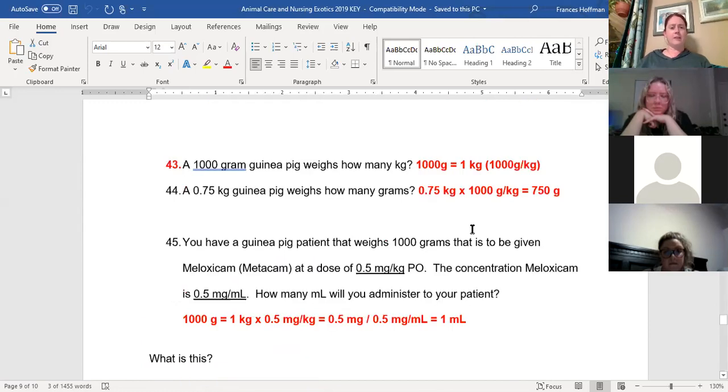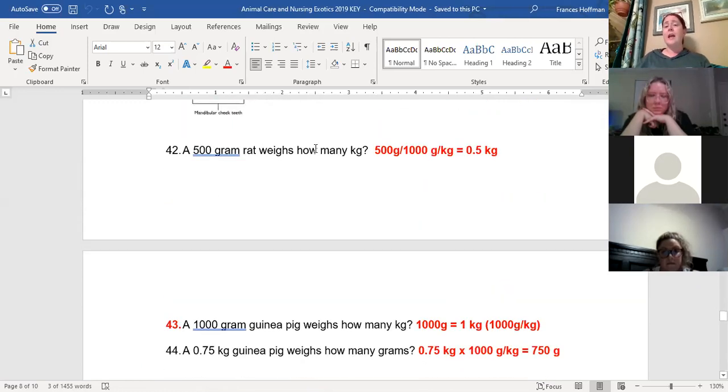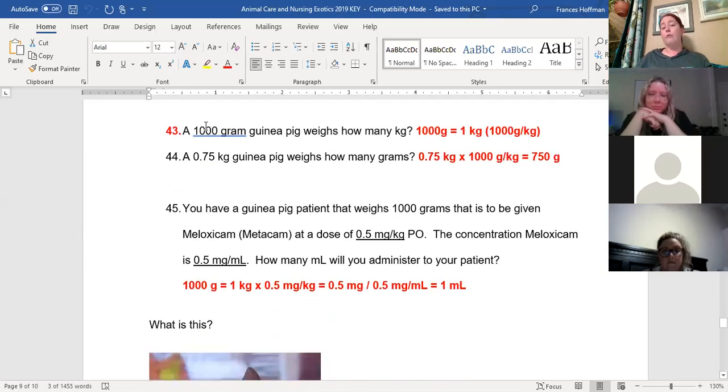All right, almost there. We have a 500-gram rat, and that is going to weigh 0.5 kilograms. 500 grams divided by 1,000 grams in a kilogram gives us 0.5 kilograms. Our 1,000 gram guinea pig is going to weigh 1 kilogram because there are 1,000 grams in 1 kilogram. A 0.75 kilogram guinea pig is going to weigh 750 grams.